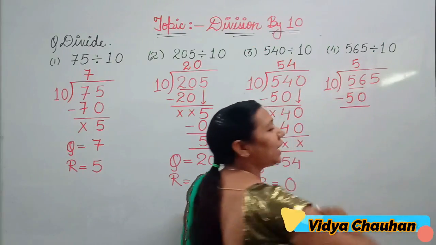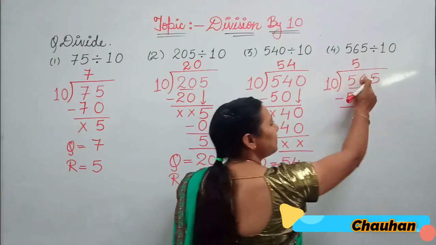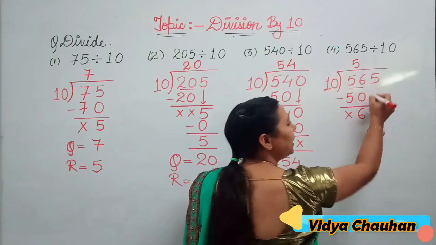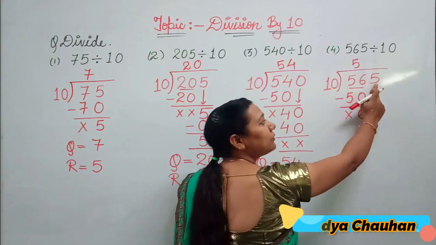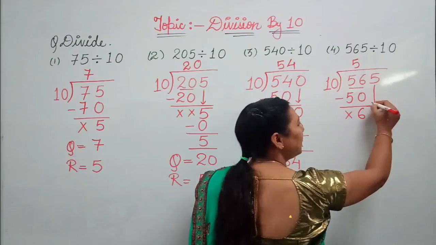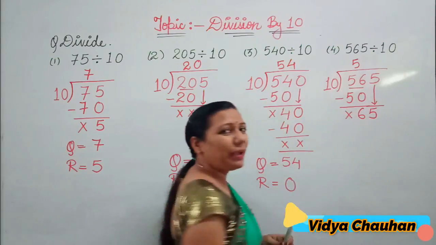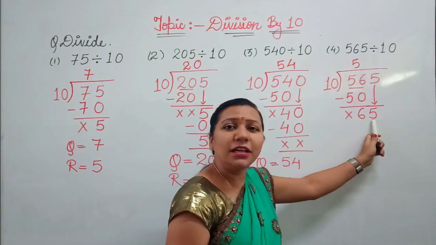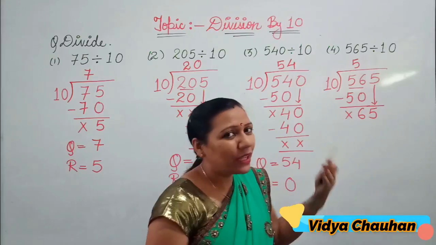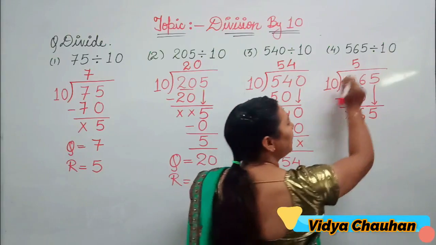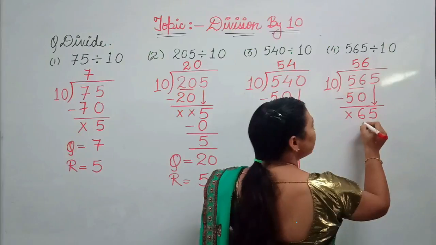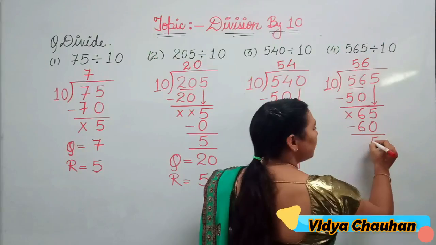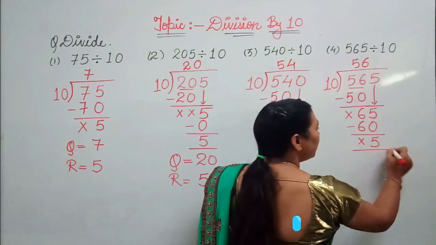Now what we have to do? We have to subtract the number. 6 minus 0, 6, 5 minus 5 is 0. Right, children? Now what we have to do? We have one more digit in the dividend. So let us bring down this last digit. And it becomes 65. 6 was already there in the remainder and there is another 5. So it becomes 65. Let's read the table of 10, and 10 multiplied 6 times will give 60. Subtracting the value, 5 minus 0 is 5, 6 minus 6 is 0.